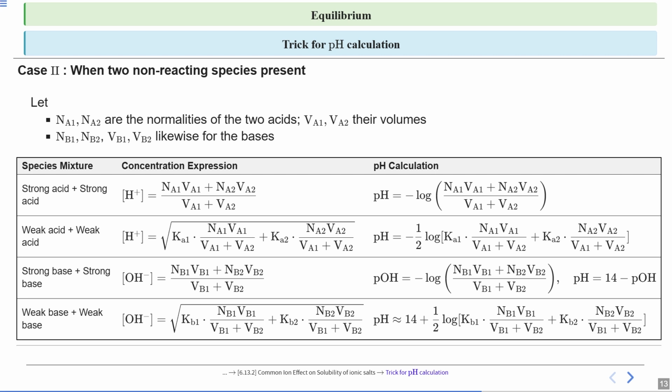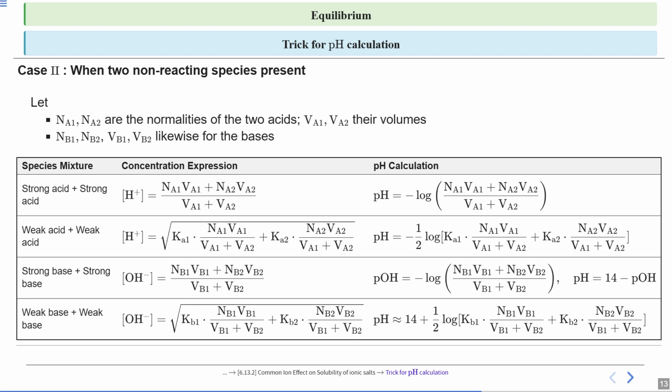What about the case of weak acid plus weak acid? Here you have to remember a very important formula. For calculating the H plus concentration, it is given by root under K1 times the concentration of the first acid, plus K2 multiplied by the concentration of the second acid.